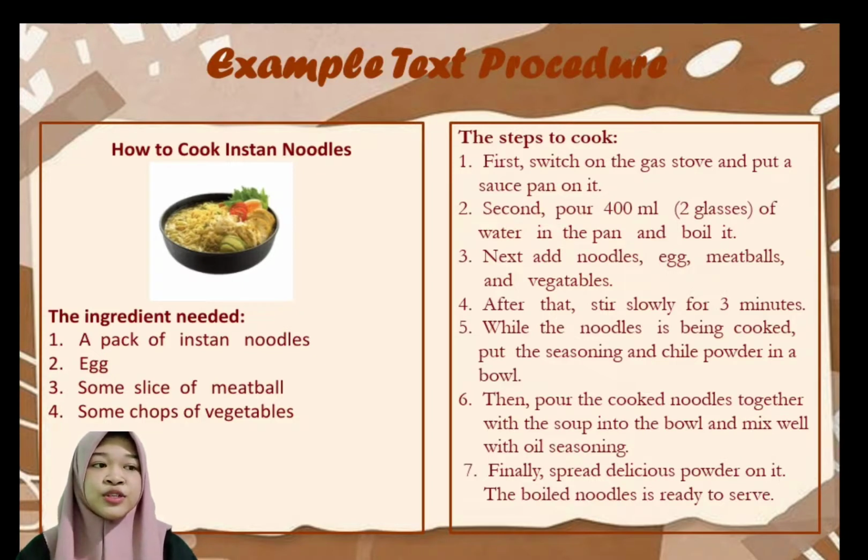Next, add noodles, egg, meatball, and vegetables. After that, stir slowly for 3 minutes. While the noodles are being cooked, put the seasoning and chili powder in a bowl. Then pour the cooked noodles together with the soup into the bowl and mix well with oil seasoning. Finally, spread delicious powder on it. The boiled noodles are ready to serve.